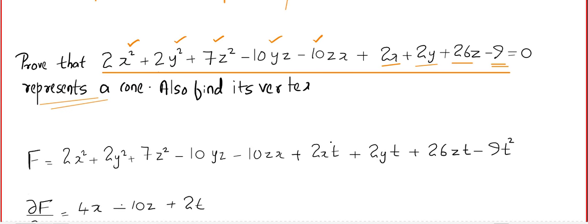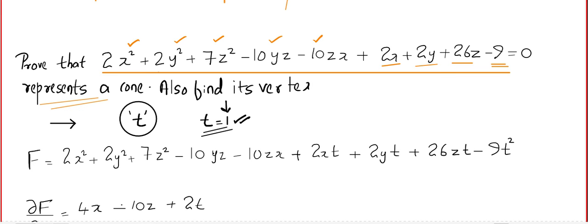So what we are going to do is write like this. In the exam also you have to write the dialogue. Homogenizing the given equation using the variable t, which has a value equal to 1. So what is the value of t? Yeah, t equal to 1.